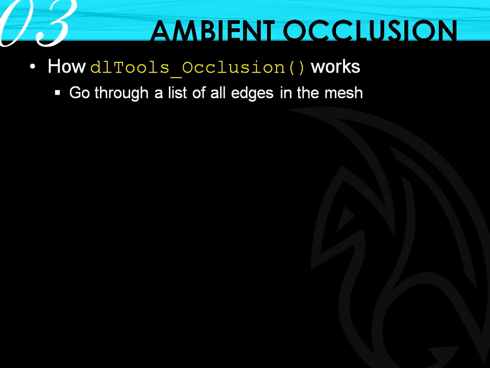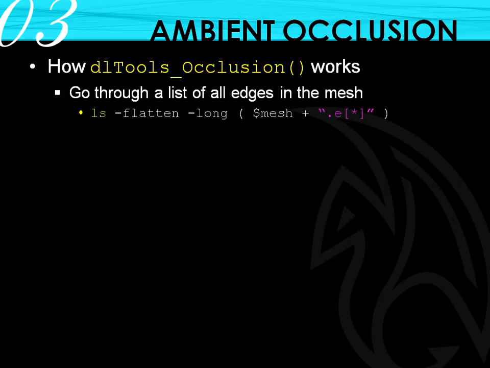So first we're going to go through a list of all the edges in the mesh. So essentially the reason why we're going through edges, as I mentioned before, is that an edge is almost always connected to two faces, and we'll protect ourselves in case it isn't. But just if it's connected to two faces, then we're going to do something to it.